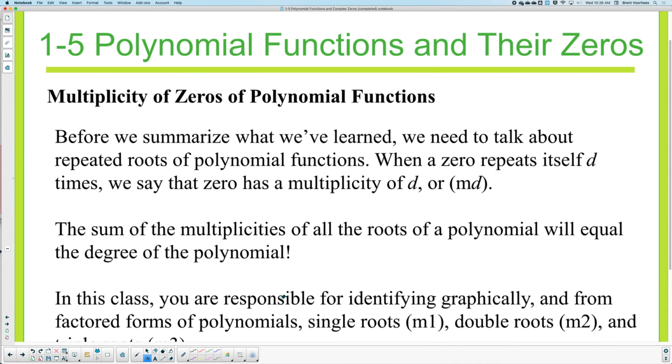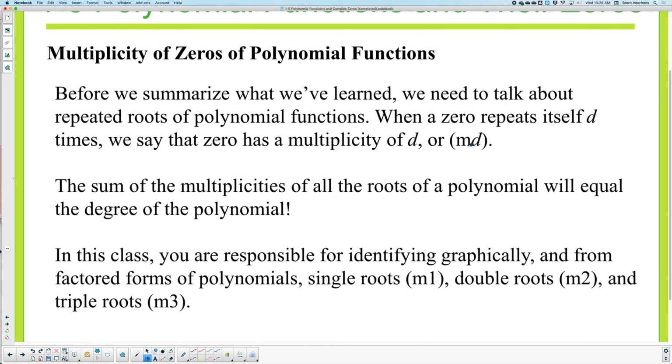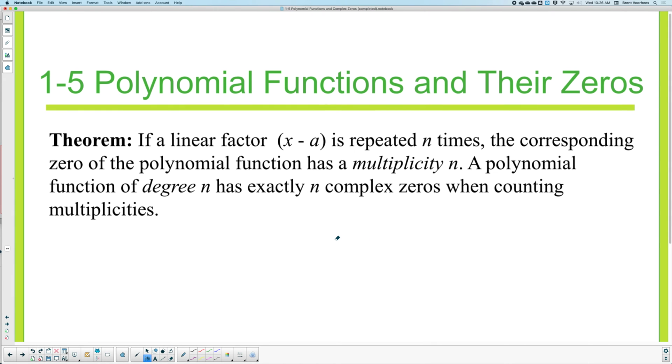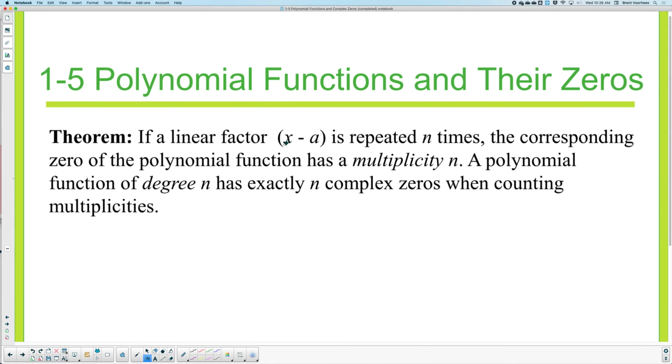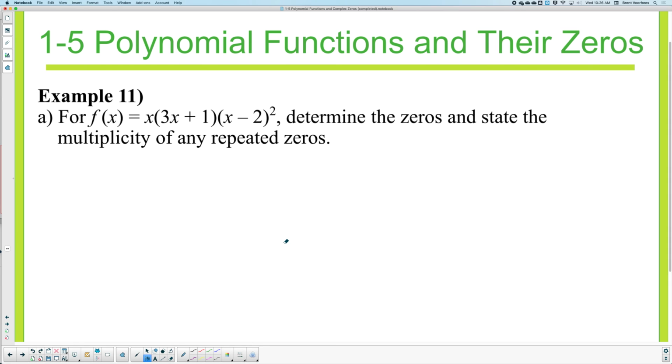So now we're finally to multiplicity. I've already talked about this, so I'm going to skip this slide. This just tells you to put in parentheses m with the power that it is. If a linear factor is repeated, then you say it has multiplicity. All right, so on this one, example 11a, determine the zeros and state the multiplicity.